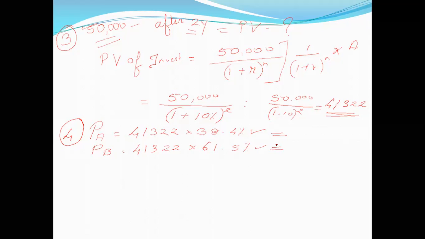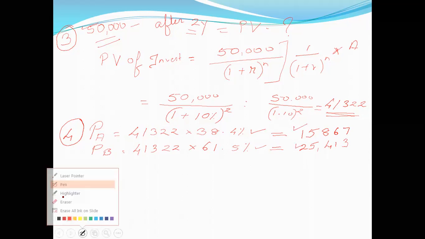So in bond A, 15,867.6. 15,000, 867. Okay. And how much money has to go into bond B? 25,413. So this is the amount of money that has to go into bond B. Clear? So this is the proportion of investment in bond A and this is the proportion of investment in bond B.